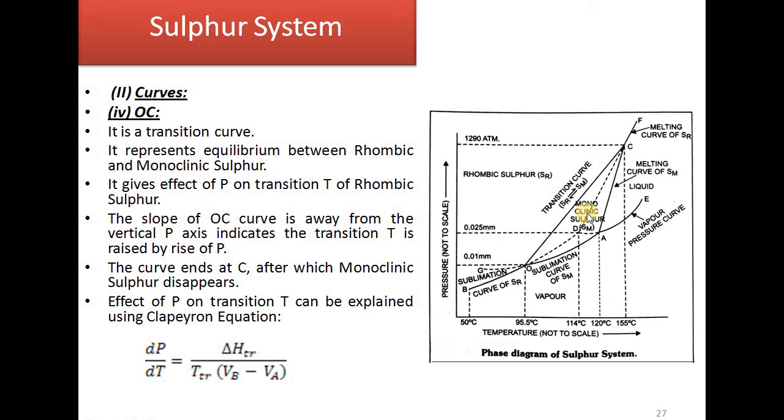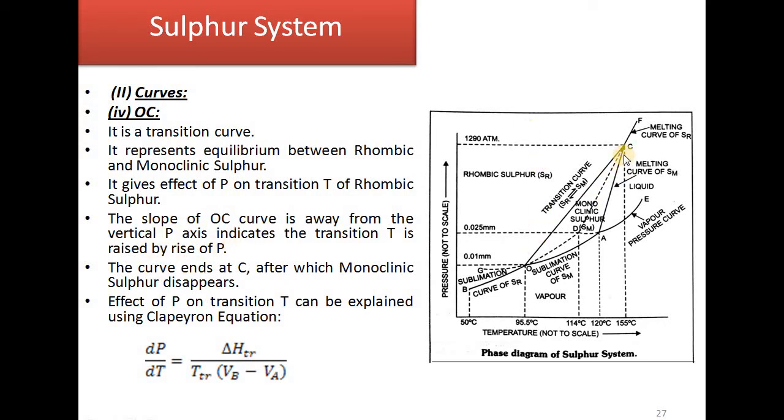The slope of OC curve is away from the vertical p-axis, which indicates that the transition temperature is increasing with increase of pressure. As we are increasing the pressure, the temperature is also increasing. From this line we can see, as we are increasing the pressure, the temperature is also increasing corresponding to this line, which suggests that the transition temperature is increasing with increase in pressure.